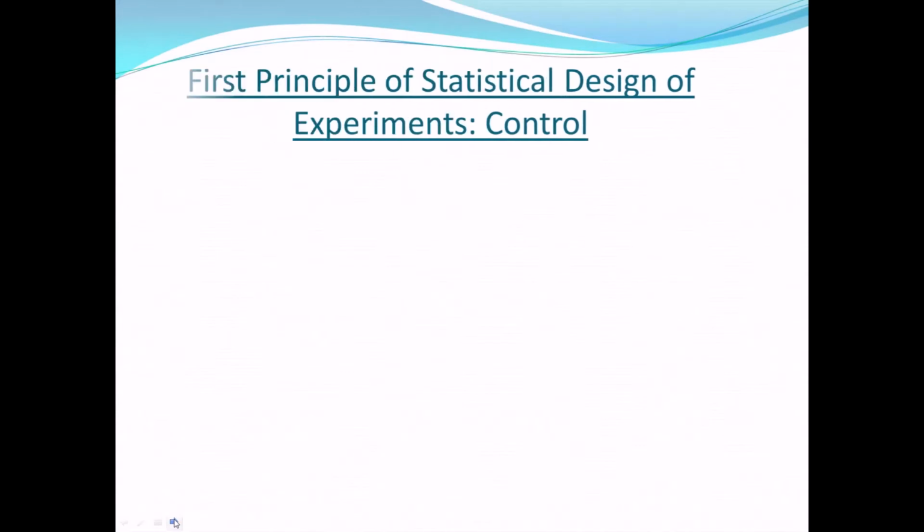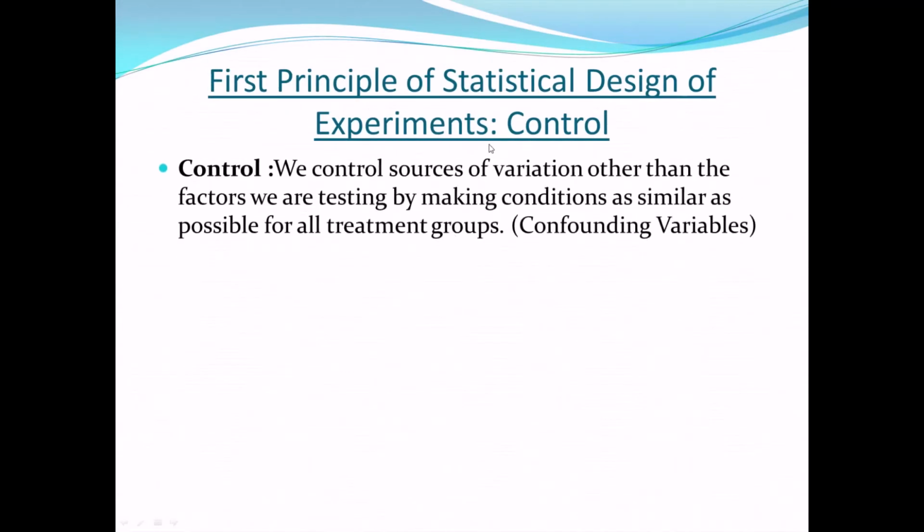So this is actually a bunch of review. We've already looked at the control as being the first principle of statistical design of experiments. We're just trying to beat the effects of confounding variables so that we can attribute all of what we see in an experiment to our treatment. So we're going to control sources of variation other than the factors. Remember, factors are explanatory. They're what we impose into the experiment. Other than the factors we're testing, by making conditions as similar as possible for all treatment groups.